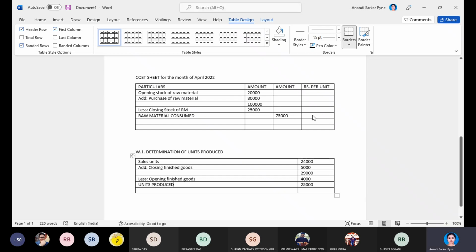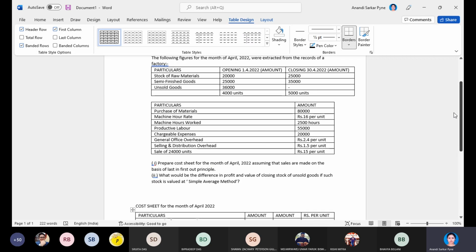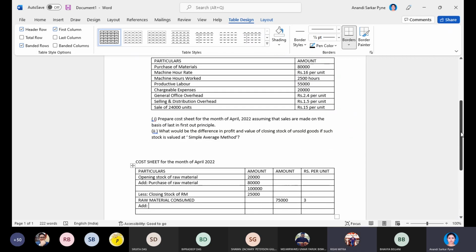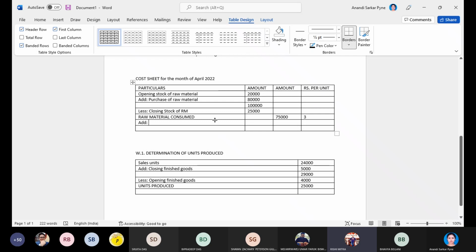So that is 3 rupees per unit. Along with it, add all the direct expenses. Ma'am, can you explain this 3 rupees? How did it come? Yes, 75,000 divided by 25,000. Okay, ma'am. This is workings 1.